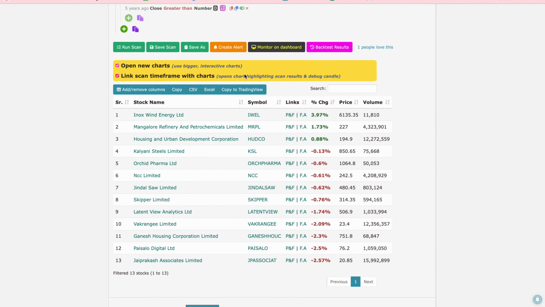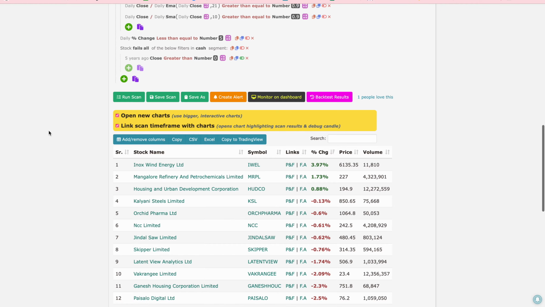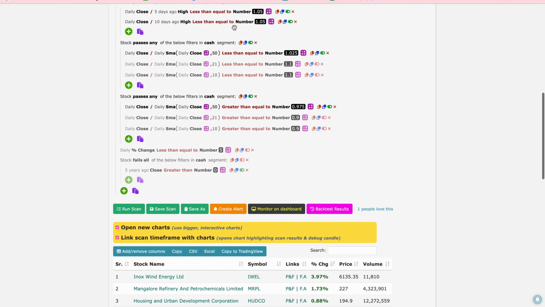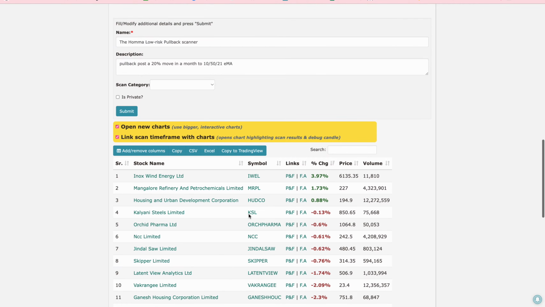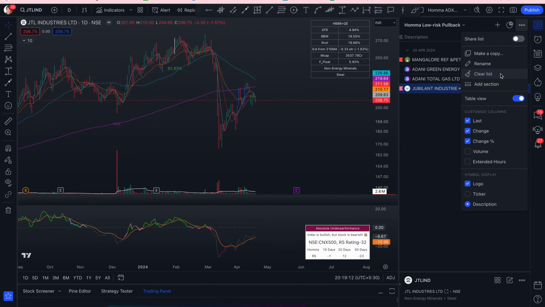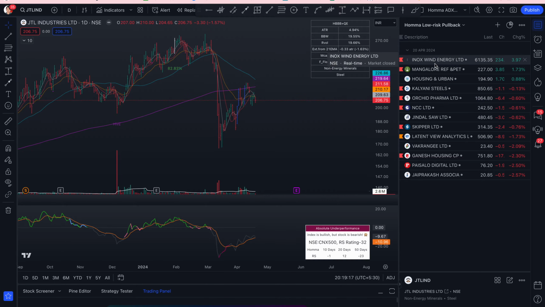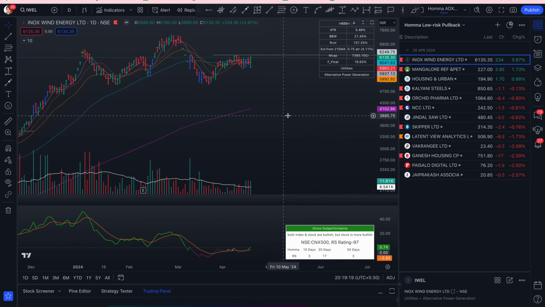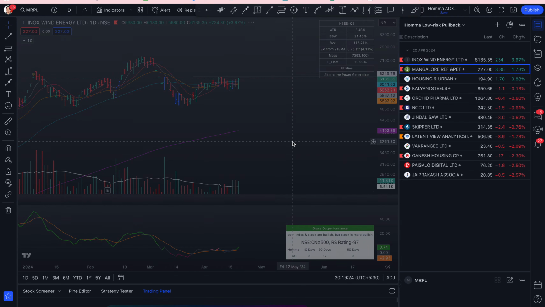Okay, so what I'll do now is explain a little bit more, but just to show how the scanner works, I'll copy these 13 names onto the TradingView watch list. We will quickly go through these names and you will see only very tight 50-day stocks. IWEL very tight to the 50 day moving average.